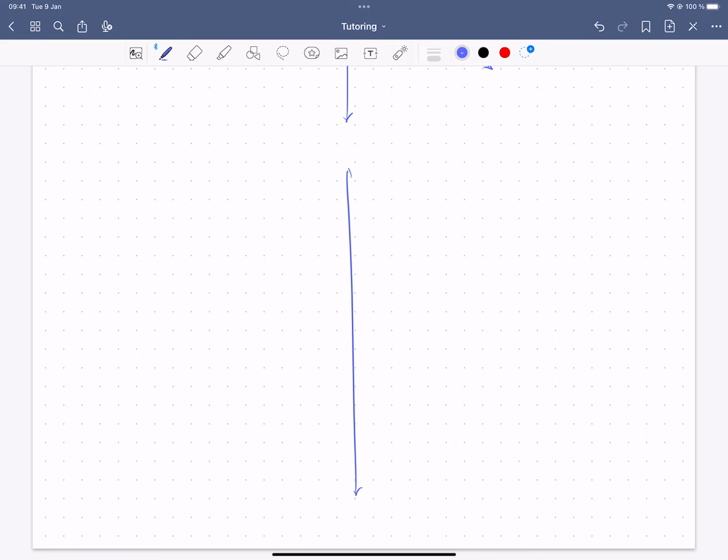I have f of x is equal to x minus 3, x minus 1. So I'm going to draw my y-intercept. I've got 1, minus 3, and 0. I know that that's a positive graph, so the graph is going to look something like this.